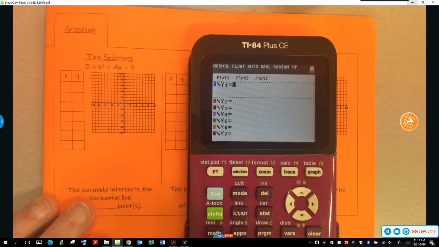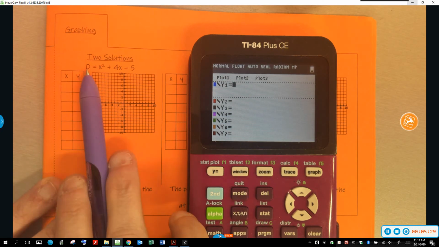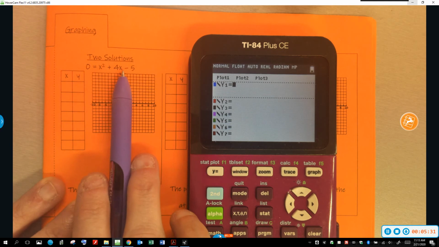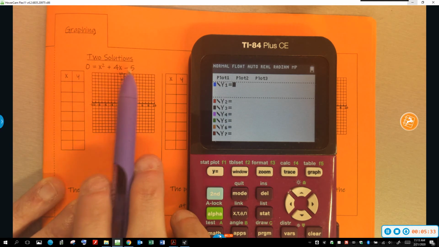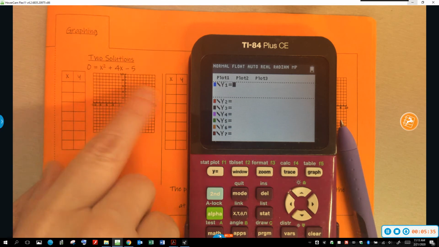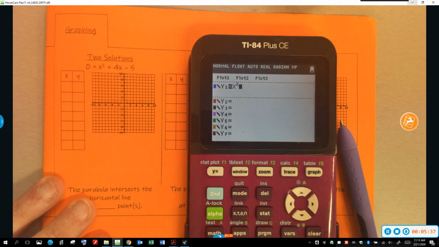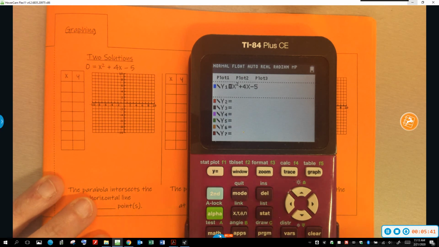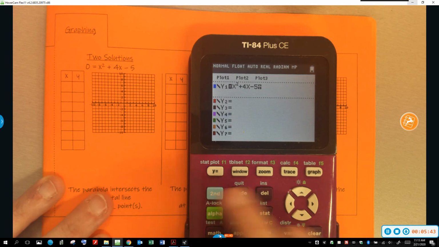All right? So the first one, see it says 0 equals x squared plus 4x minus 5. So we're going to put the x squared parts. We're going to do x squared plus 4x minus 5. Okay, Y1. And then we're going to look at the table.